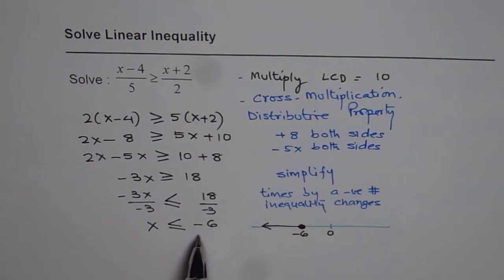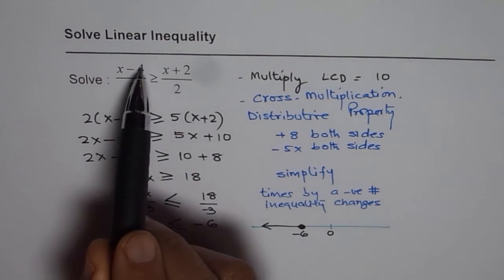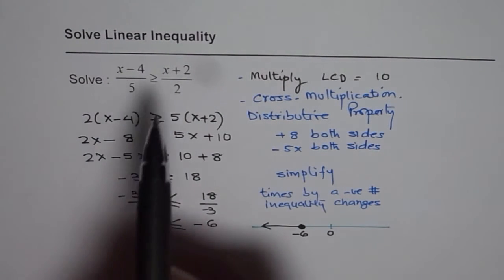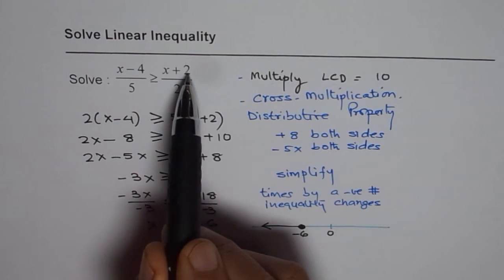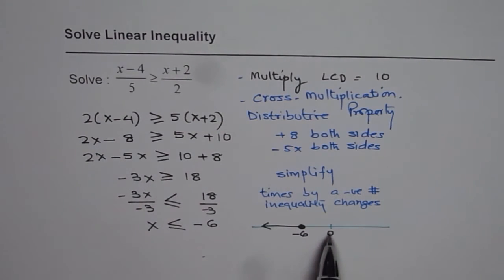It's also a good idea to check your solution. So you can substitute a value which is on the right side of minus 6. In this case it is 0. It is a very good value to check to see whether 0 is in the solution or not. In our case we are saying it is not. So let's substitute 0 here. If I substitute 0, I get minus 4 over 5, which is a negative number. And on this side, if I write 0, we get 2 over 2, which is positive. And definitely, a negative number is not greater than a positive, and therefore 0 is not a part of the solution. So whatever solution we are giving is good enough.